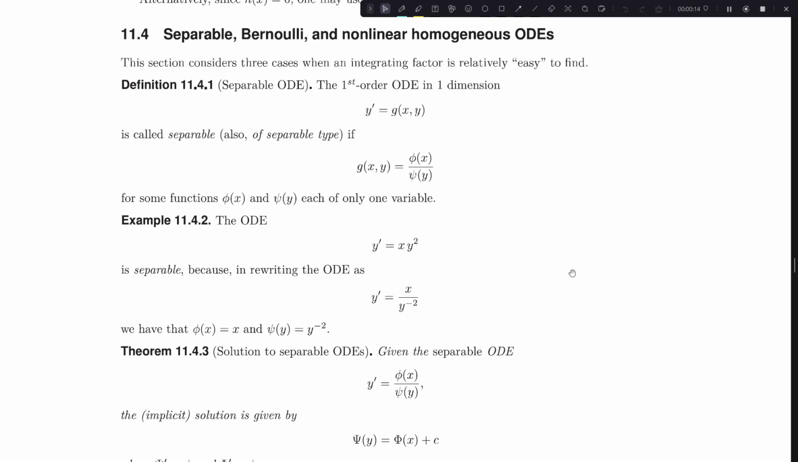Okay, welcome back. So I'm working with a new tablet. You'll have to let me know if you notice any writing differences. I suspect things will look a little bit different than they did before. We're moving on to section 11.4.